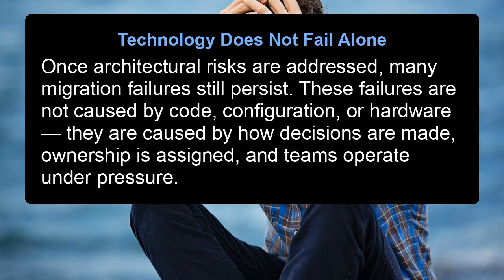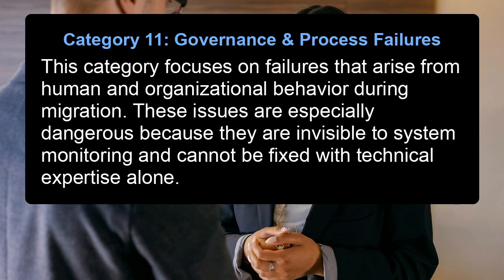Once architectural risks are addressed, many migration failures still persist. These failures are not caused by code, configuration, or hardware. They are caused by how decisions are made, ownership is assigned, and teams operate under pressure. Category 11. Governance and process failures. This category focuses on failures that arise from human and organizational behavior during migration. These issues are especially dangerous because they are invisible to system monitoring and cannot be fixed with technical expertise alone.